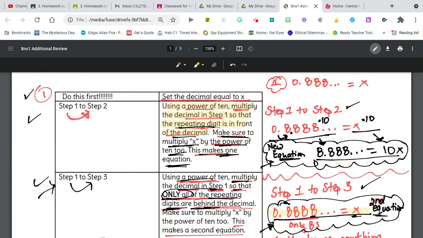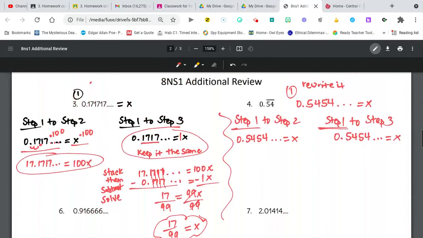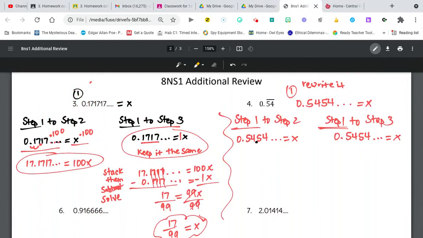Using the power of 10, multiply the decimal in step 1 so that the repeating digits are in front of the decimal, guys. So what digits are repeating? Well, the 5 and the 4 are repeating, so I want the decimal to move right here. That means I need to move it twice and then multiply by 100 and multiply x by 100 too. So that's going to give me 54.54, and 54 repeats, guys. And 100 times x is 100x.